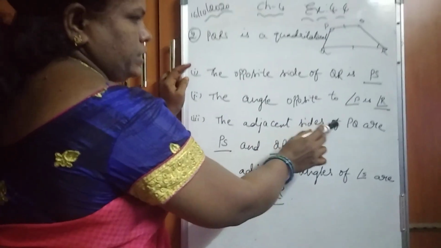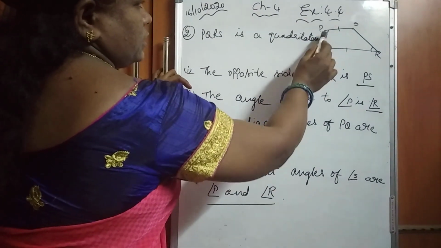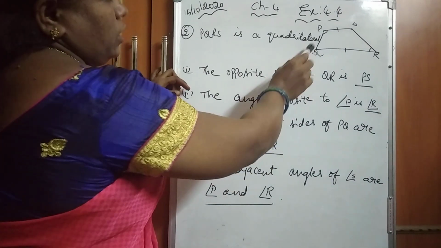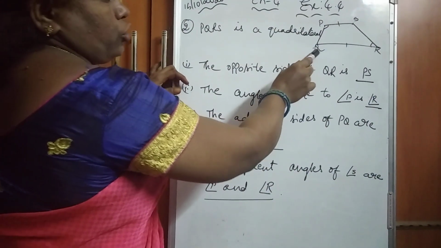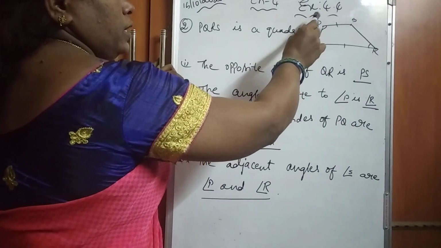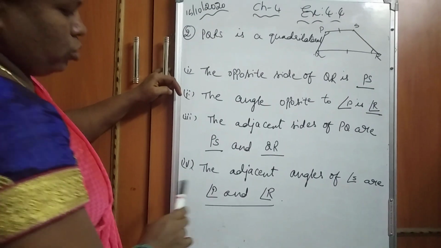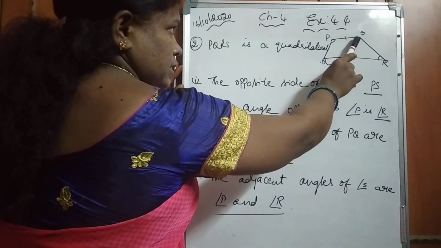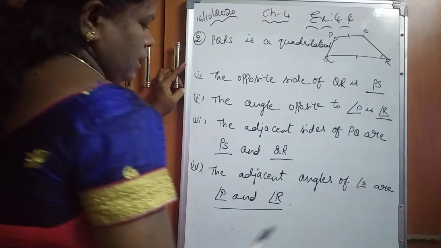The adjacent sides of PQ are, this is PQ. Adjacent side means the side attached to the corners. Now the vertices are what here? P and Q. For Q, QR is attached. For P, PS is attached. So PS and QR are adjacent sides of PQ. The adjacent angles of angle S. This is angle S. The adjacent angles of angle S are angle P and angle R.